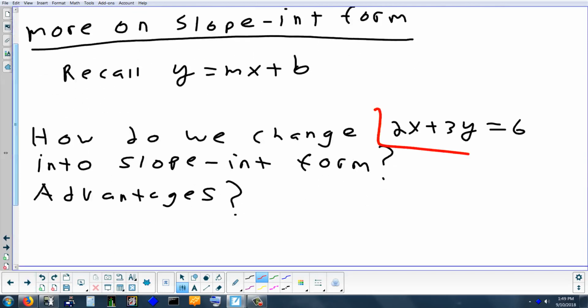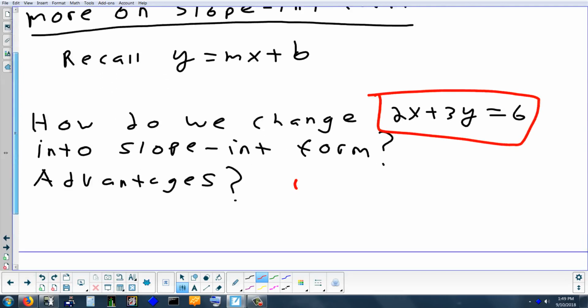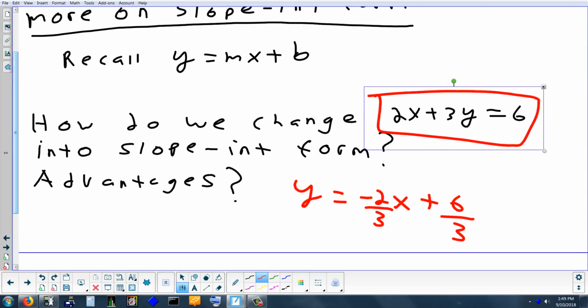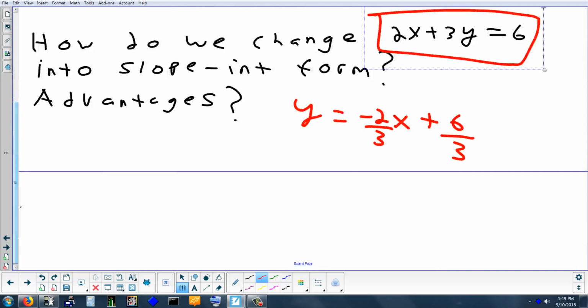So sometimes you're given something that's not in y equals mx plus b. You should know how to rewrite it, kind of like doing something like this. And then reducing. So y equals negative 2/3 x plus 2. And the advantage to taking something that's not like this and putting it in y equals mx plus b makes it easier to graph. You can see your slope, and you can also see your y-intercept. You can't tell that when it's written in the form that's in the red box.